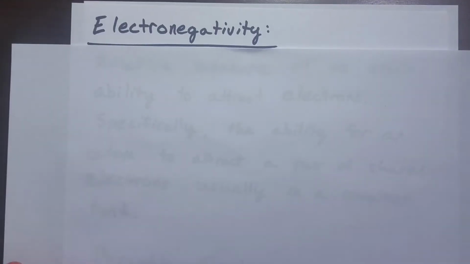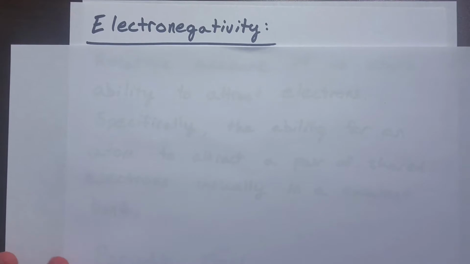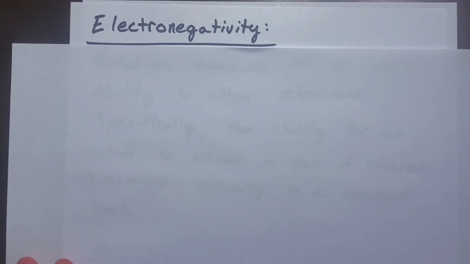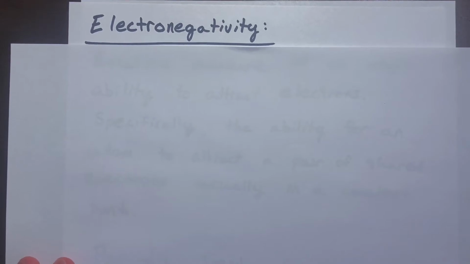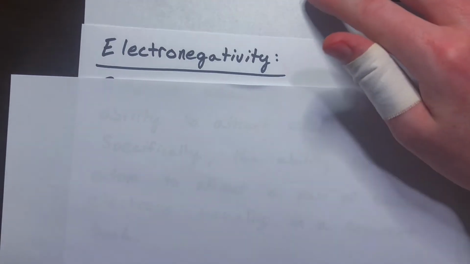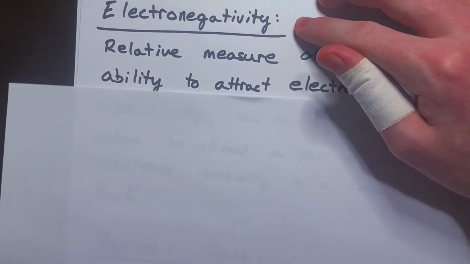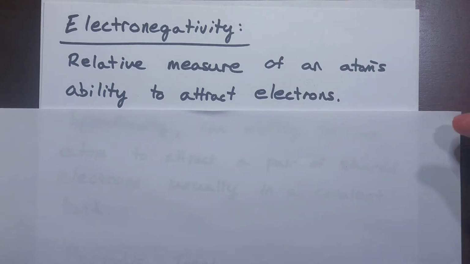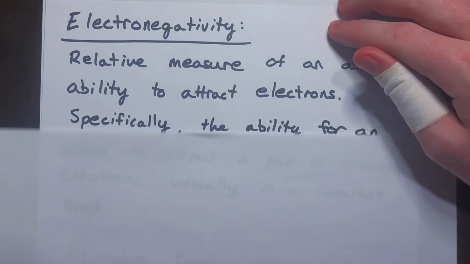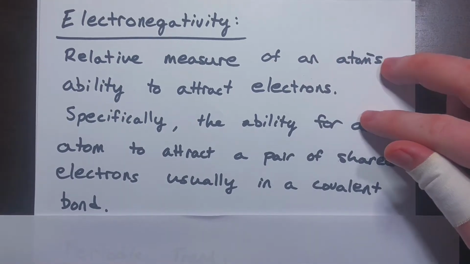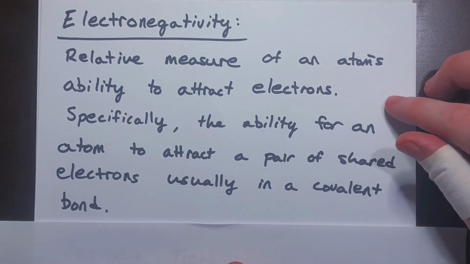The next big idea is electronegativity. We cannot determine if a bond is polar if we cannot identify whether there's a difference in electronegativity between two atoms. So that is what we need to be able to do. First, let's define electronegativity. Electronegativity is a relative measure of an atom's ability to attract electrons, and specifically, it is the ability of an atom to attract electrons that are part of a shared covalent bond.